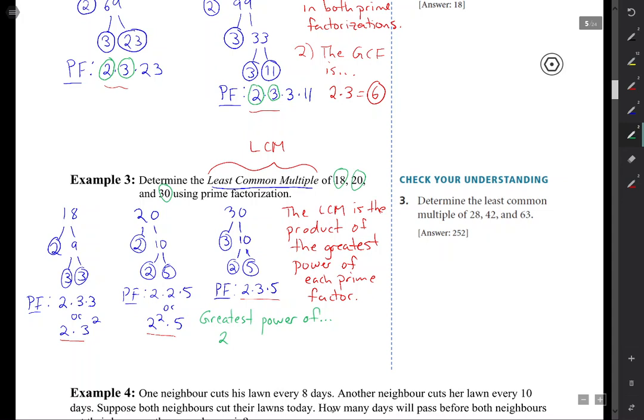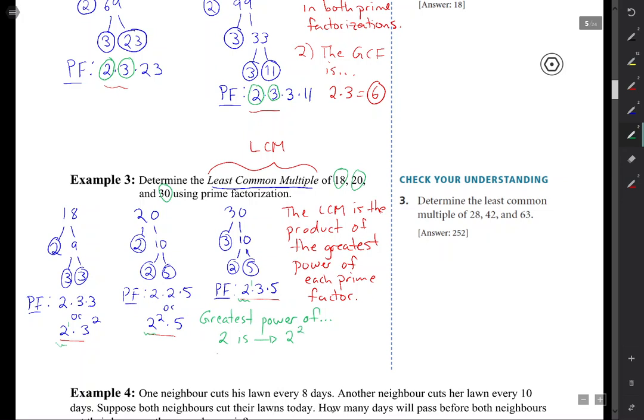Let's start off with the lowest number, which is 2. What's the greatest power of 2 we see? Well, this one would just be 2 to the power of 1. This one's 2 to the power of 2, and this one's 2 to the power of 1, because remember, there's like an invisible 1 exponent on these numbers here. So the greatest power of 2 that I see is 2 to the power of 2 in the middle one.